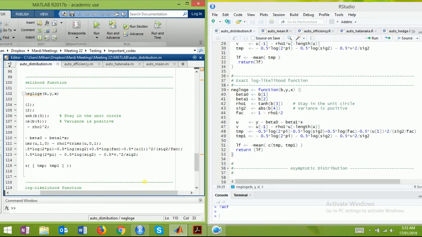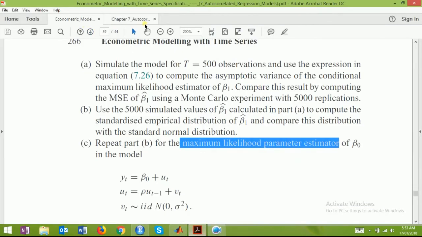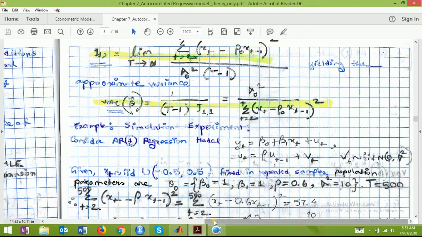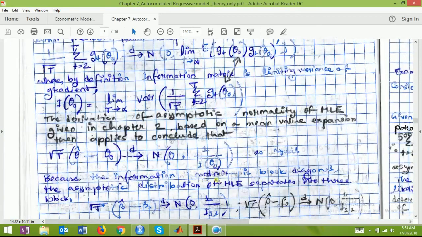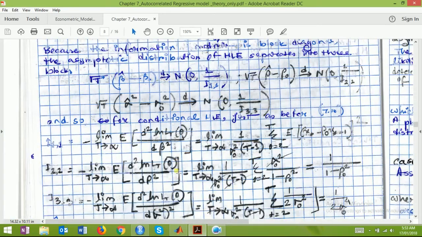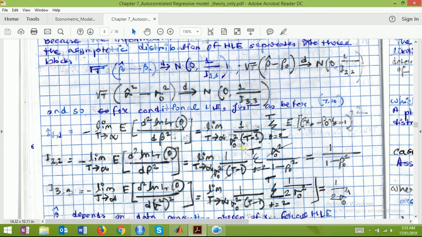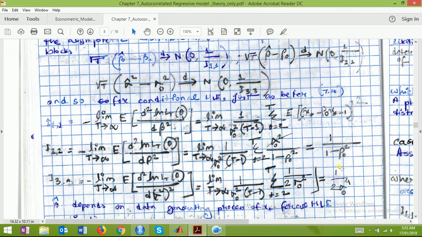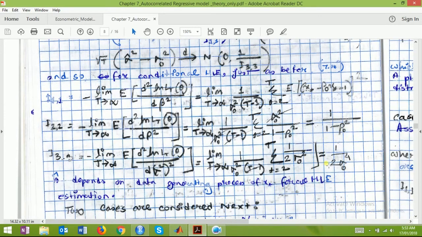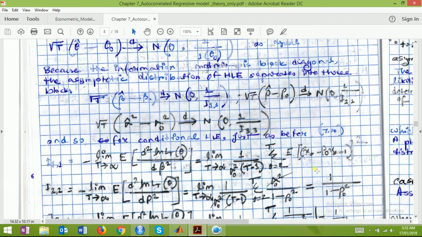1 minus rho square is the equation, as we already know. If there is any confusion, just have a look. 1 minus rho square is the denominator element, you see. So in all information metrics, 1 minus rho square to 1 minus rho square sigma to the power 4.